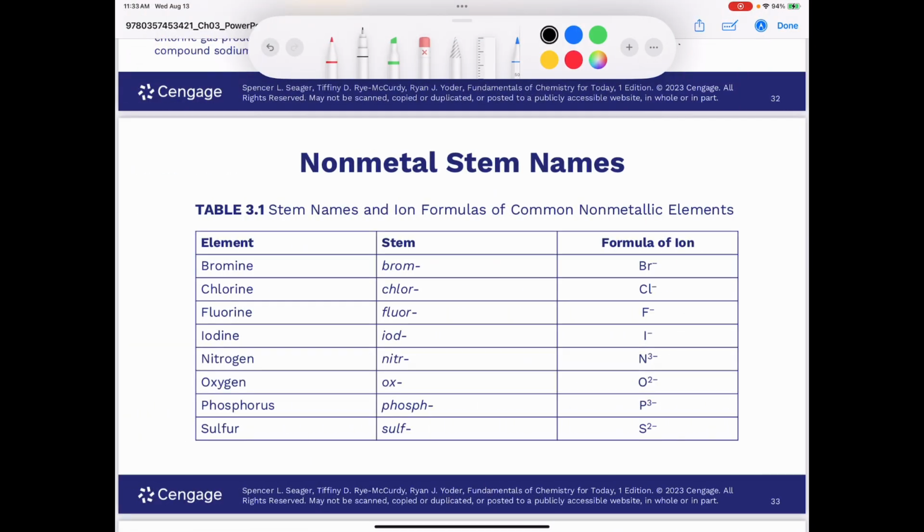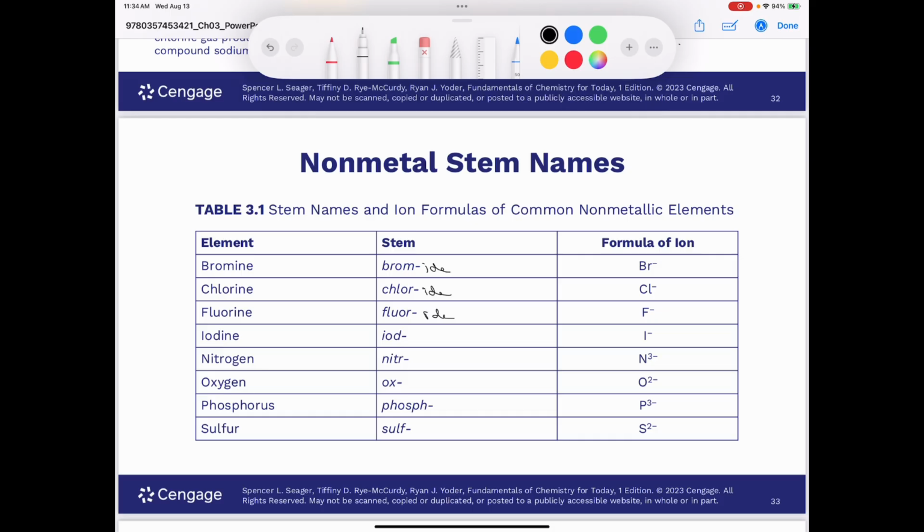So these are the stems, and so when you have your nonmetals after your metals in an ionic compound, if your nonmetal is bromine, you're going to use bromide as the representation of bromine, or the bromide ion, I should say. So we have bromide, chloride, fluoride, iodide, nitride, oxide, phosphide, and sulfide. Okay, so you have to get used to these stem names, as well as always adding the suffix IDE. So you get bromide, chloride, fluoride, etc., etc.